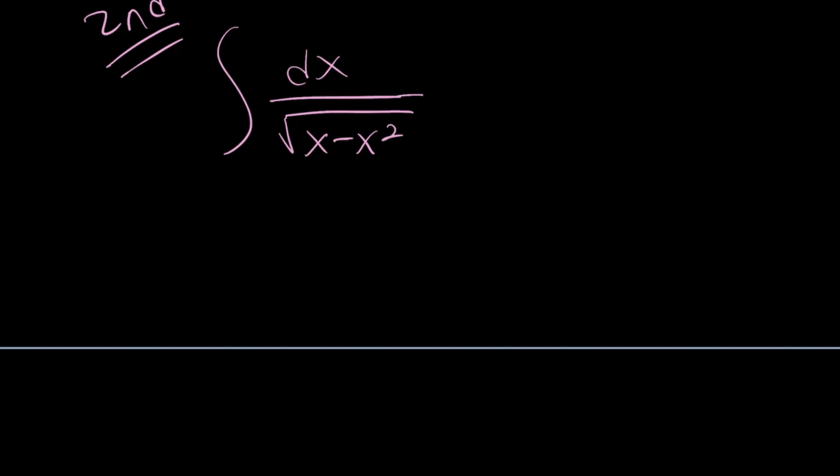So we're going to be using something pretty interesting. Let's start with x minus x squared, and then write it as the opposite of x squared minus x. So my goal is to complete the square. Remember how we complete the square in a quadratic?